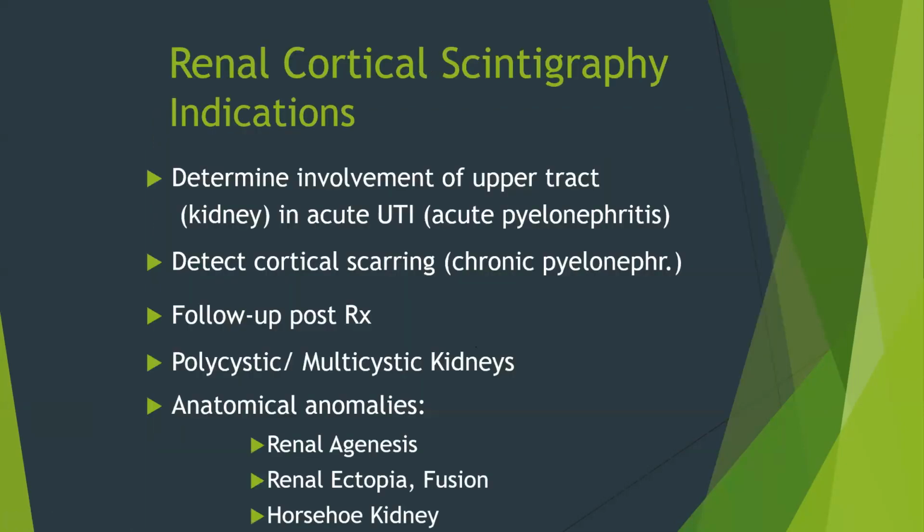Talking about the indications of renal cortical scintigraphy, we can determine the involvement of the upper tract in acute UTIs, and detect cortical scarring in chronic pyelonephritis. We can do follow-up imaging in post-transplant cases. We can do imaging in polycystic or multicystic kidneys, and also in renal agenesis, ectopia, fusion, or horseshoe kidneys.